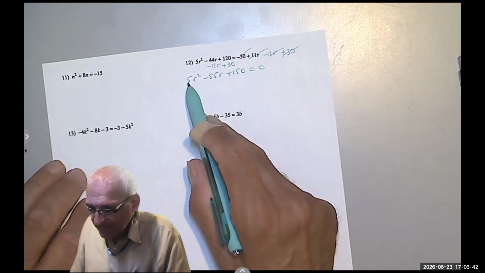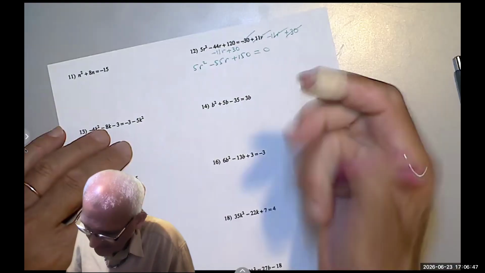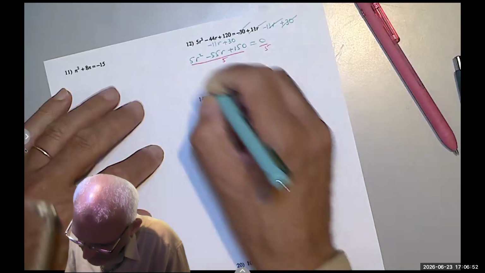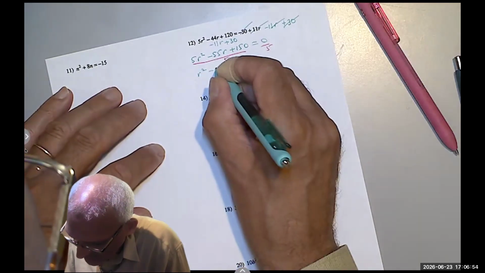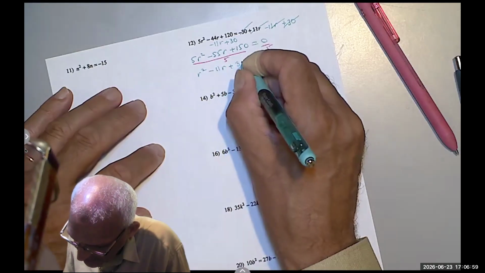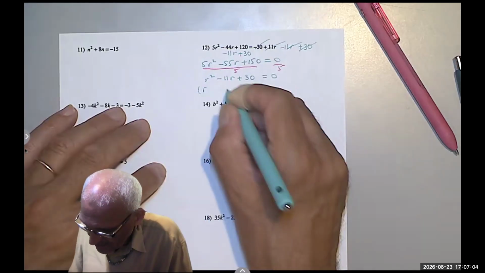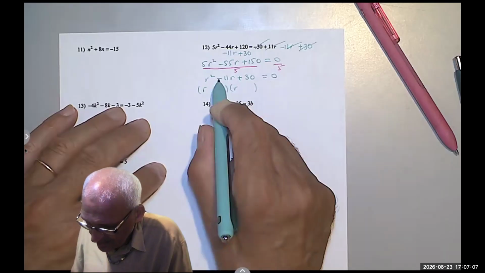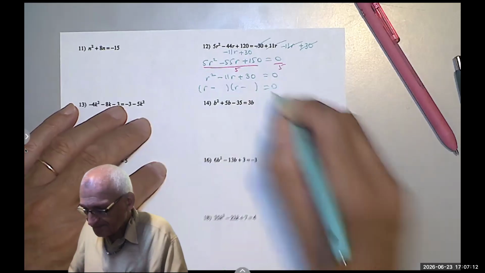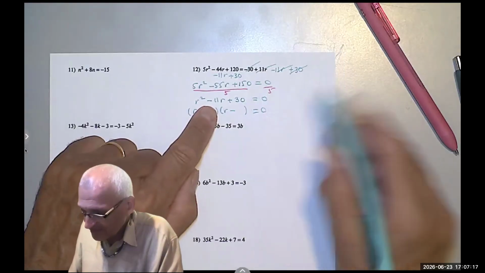Again, ending with 5, ending in 5, ending in 0, all of them are divisible by 5. So I divide right and left by 5. I get r squared minus 11r plus 30 equals 0. I have r and r matching negative. So minus and minus equals 0. I need two numbers that multiply to 30 and add up to 11.